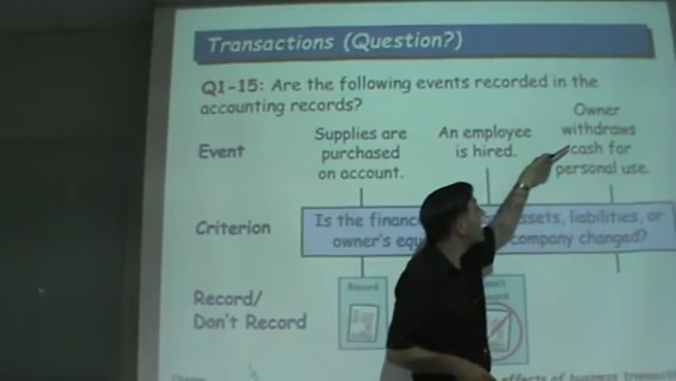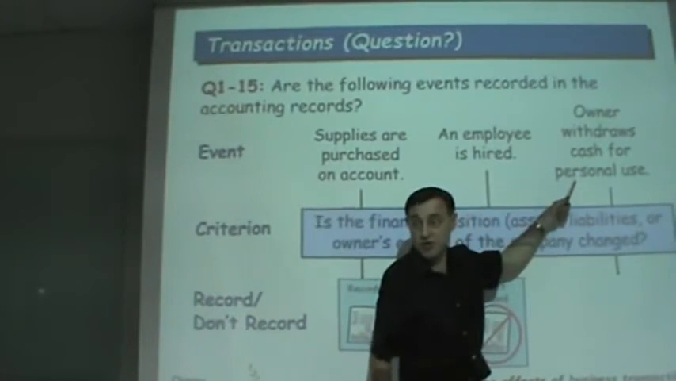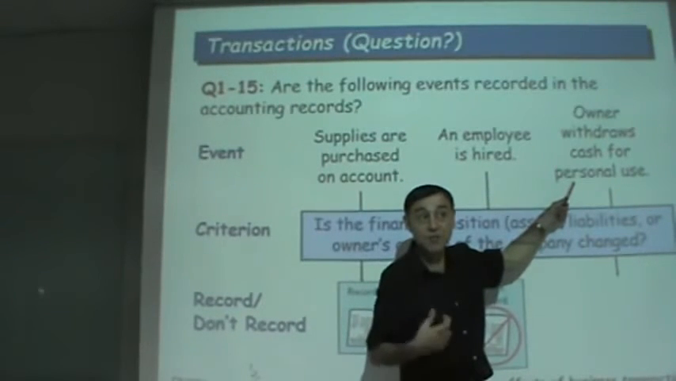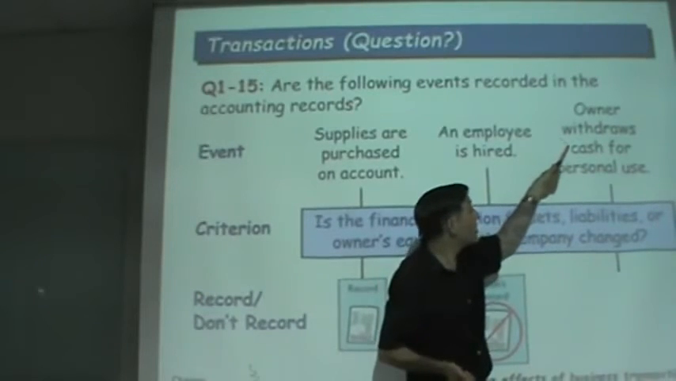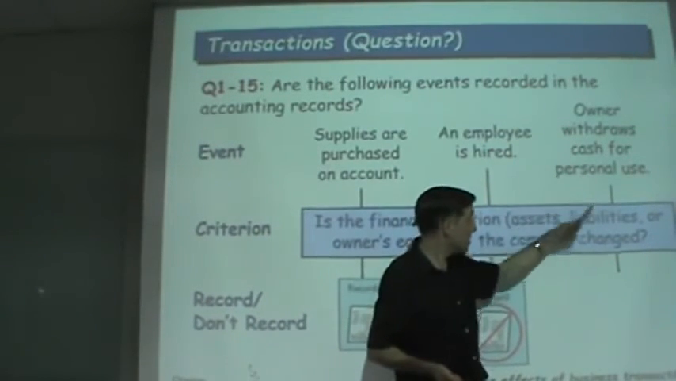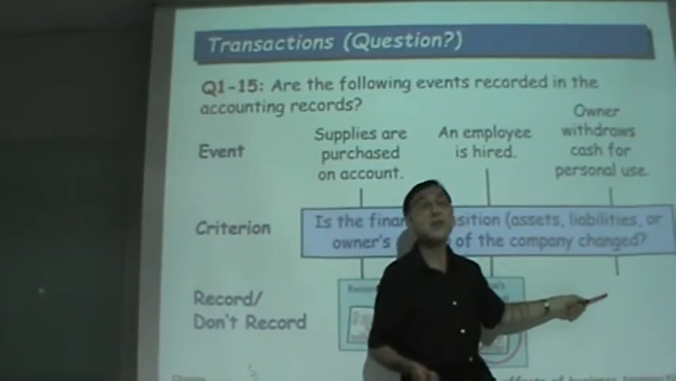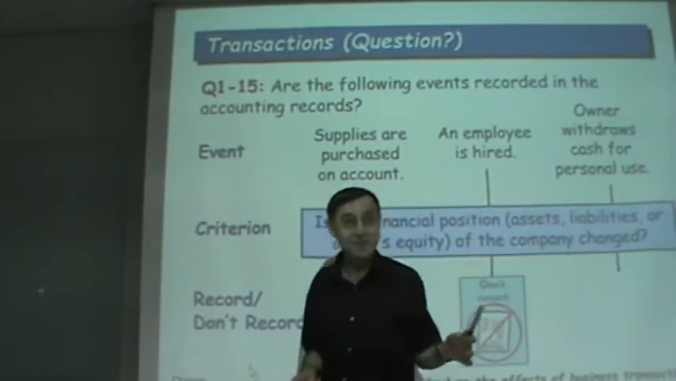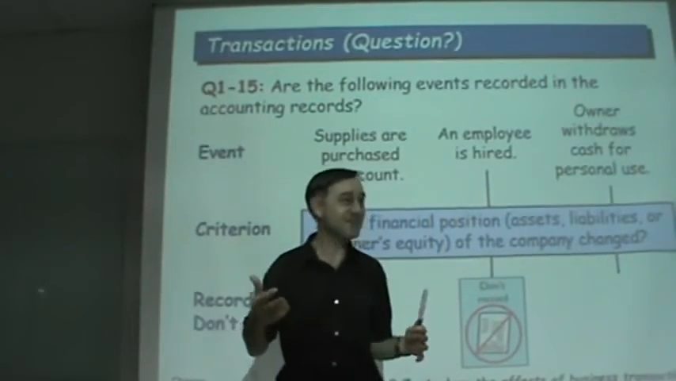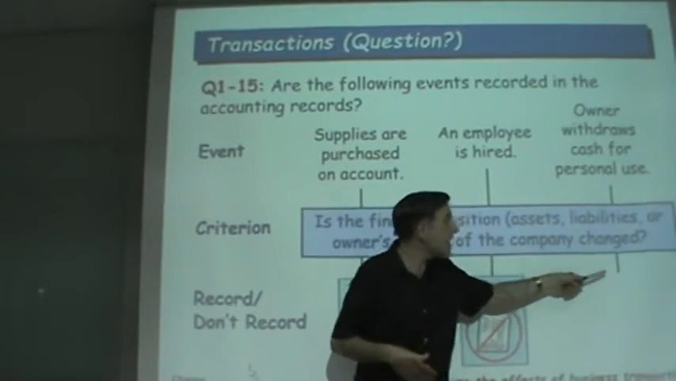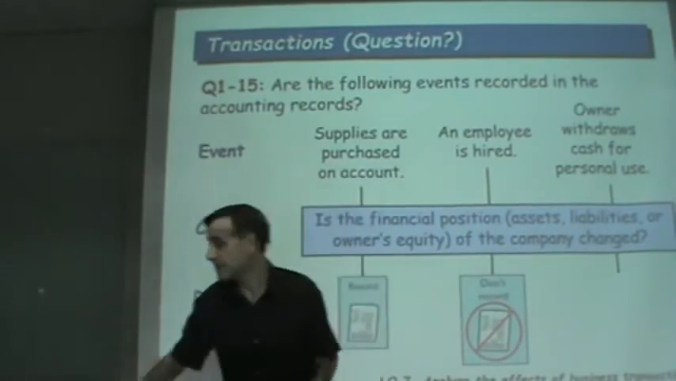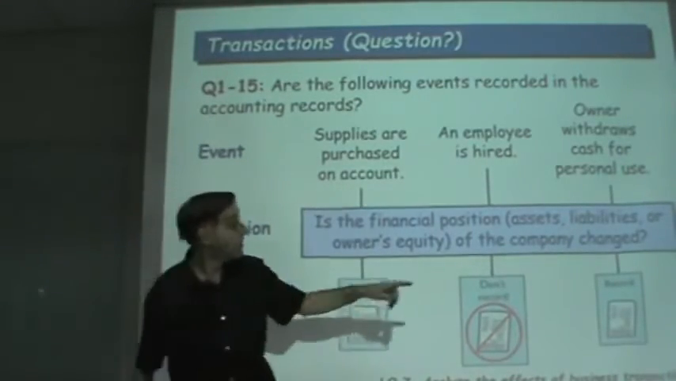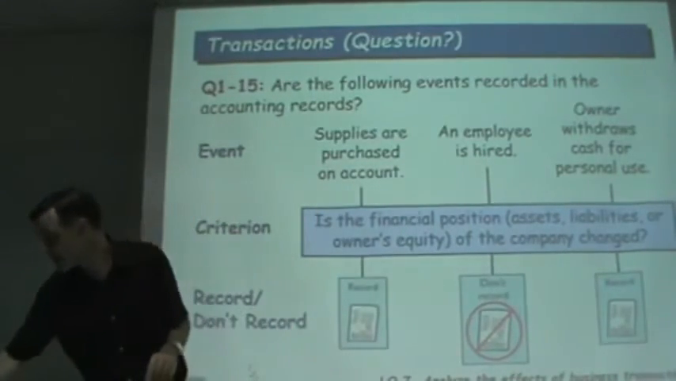Now let's see. Owner withdraws cash for personal use. The withdrawal of cash for personal use we call dividend. So, owner gets paid cash. Is this a transaction? Yes, okay. So we got people finally waking up, right? Yes, it is a transaction because money goes out of the business.